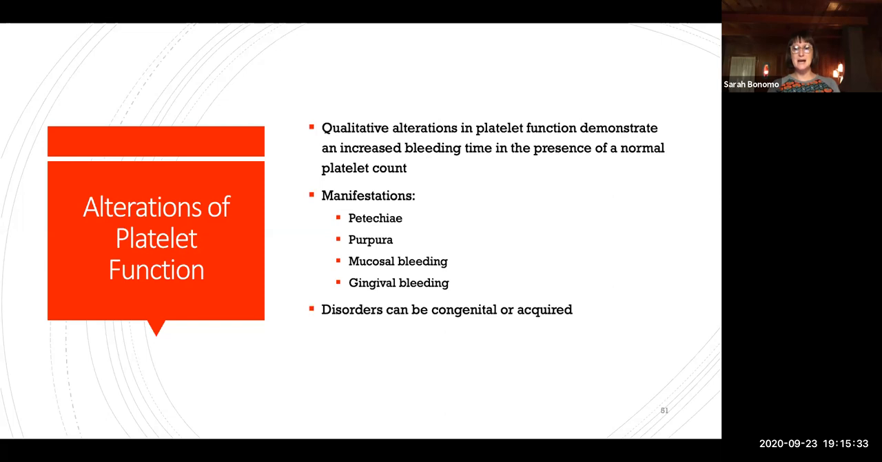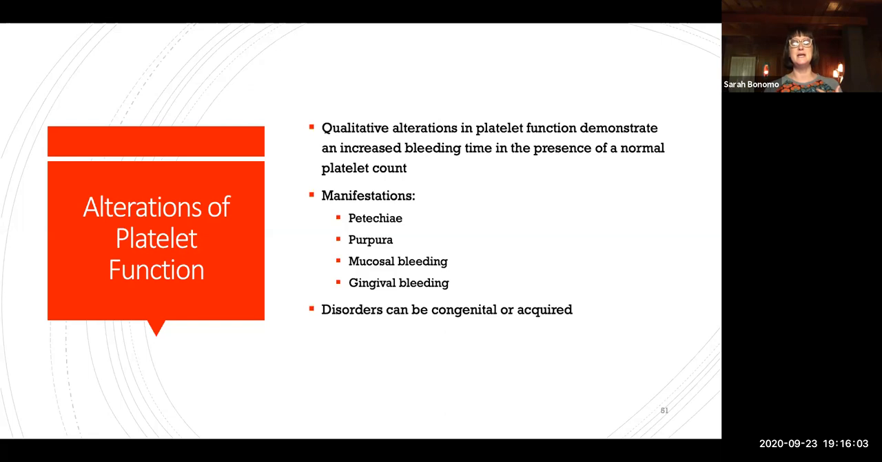Okay, so anytime we have a change in platelet function, we can have different manifestations, but they're usually really similar. If the platelets are not working effectively for whatever reason, we are going to see petechiae, those little purple dotted bruises, purpura as well, also bruising. You can have mucosal bleeding, which can be any mucosal surface.